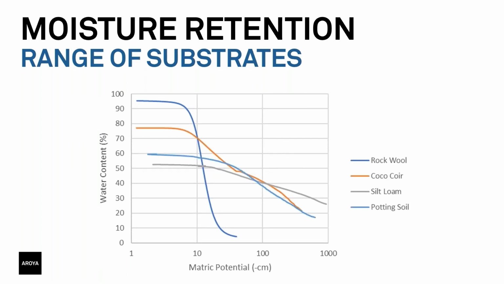Now here are some moisture retention curves for several substrates that are used in controlled environments and compared to that silt loam soil. You can see that the rock wool and silt loam represent sort of end members in a continuum. The rock wool has many large pores and few small ones, so it holds water loosely. The silt loam has many fine pores and few large ones, so it holds the water much more tightly.